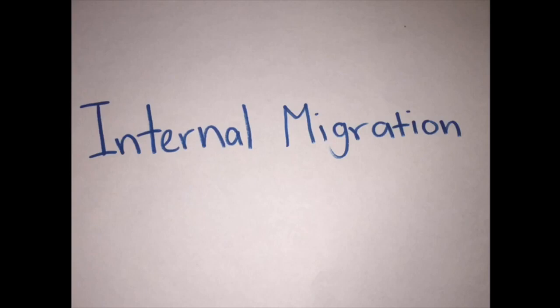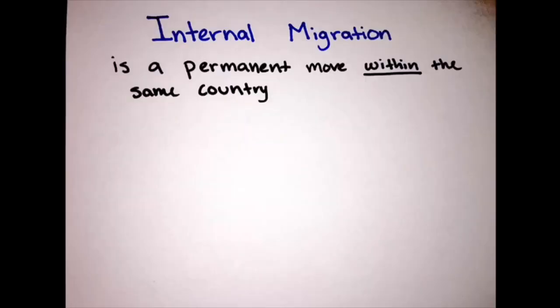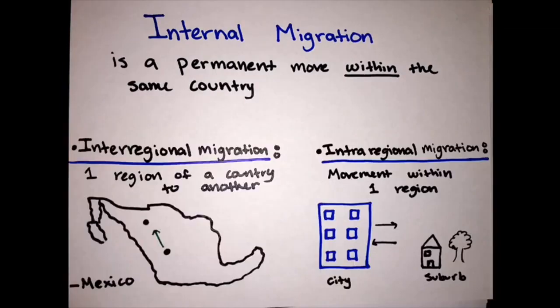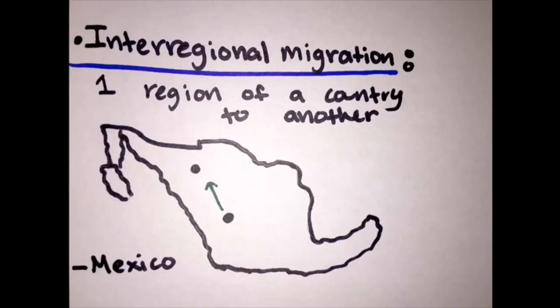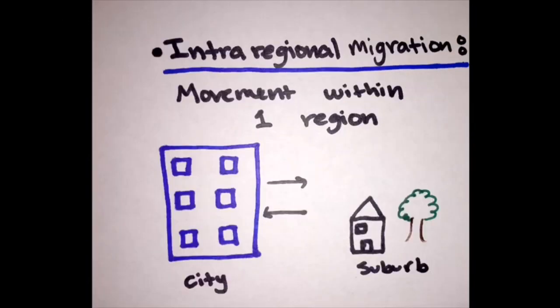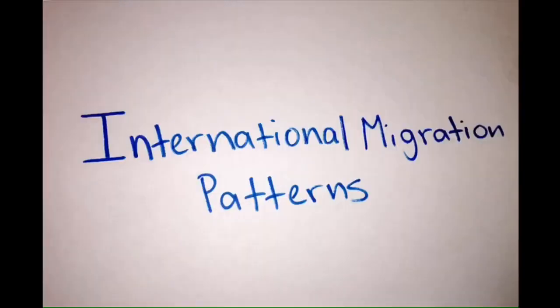Next is internal migration. Internal migration is a permanent move within the same country. It can also be divided into two types: interregional migration, which is a movement from one region of a country to another. As you can see in the drawing, this migrant is moving from one region in Mexico to another. The second type is intraregional migration, which is movement within one region. So if a migrant were to live in a suburban area, it would move to the city and vice versa.